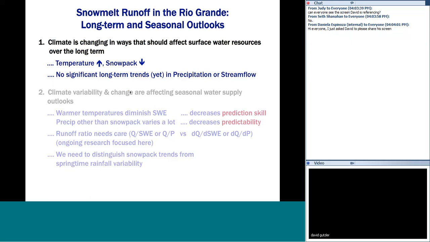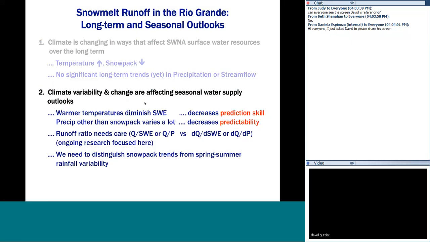So to wrap things up, I hope we've shown that climate in this region is changing in ways that really should affect surface water resources over the long term, as climate models would project. So we see temperature going up and we see snowpack going down. However, we don't see significant long-term trends yet in precipitation or stream flow.